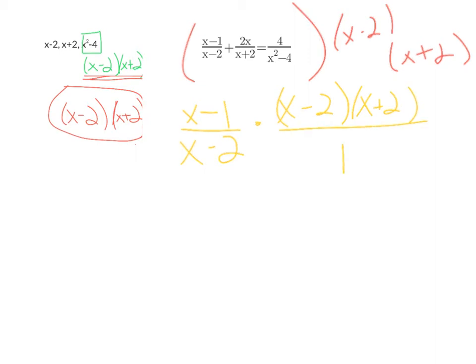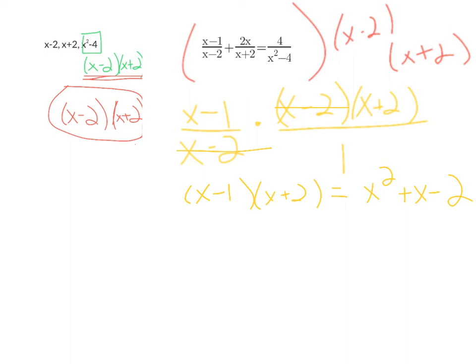The first thing I'm going to do is see if I can cross cancel. I have an x minus 2 in this denominator and an x minus 2 in this numerator, which means those cancel out. So now I'm left with, in my numerator, x minus 1 times x plus 2, and my denominator is just 1, so I don't need to show that. When I distribute this out, I end up with x squared plus x minus 2.